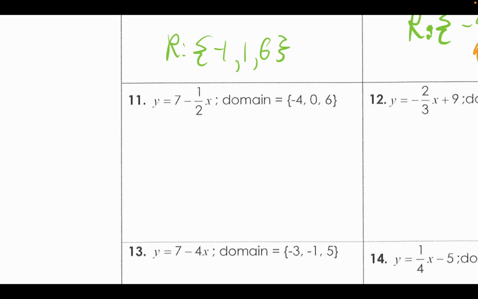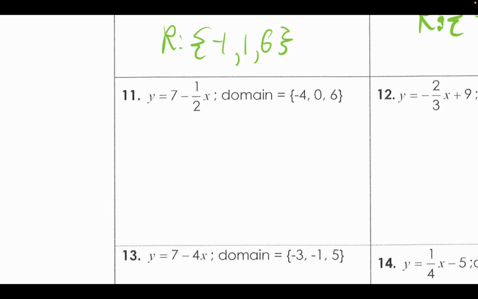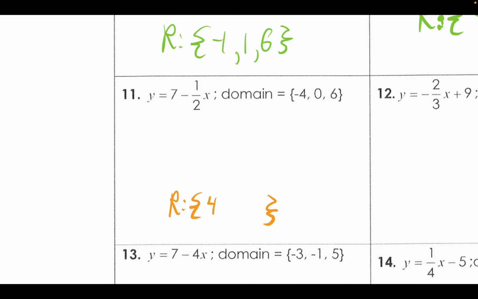Under number 11, go ahead and find these different y values, or the range, once again from least to greatest. Here we end up getting the y values out from least to greatest of 4, 7, and 9, noting that they weren't quite in the order we'd expect them to be, with -4 giving us the biggest one.